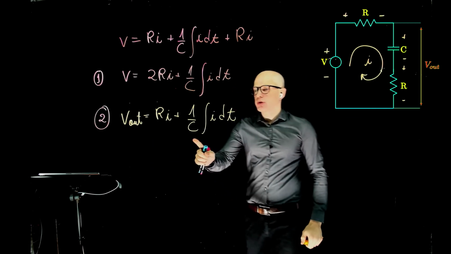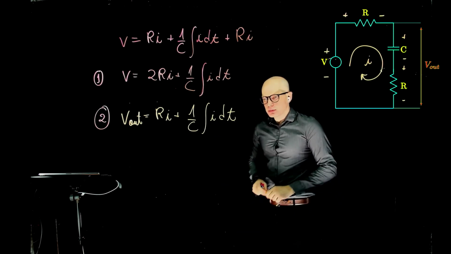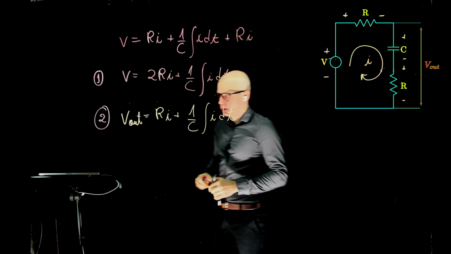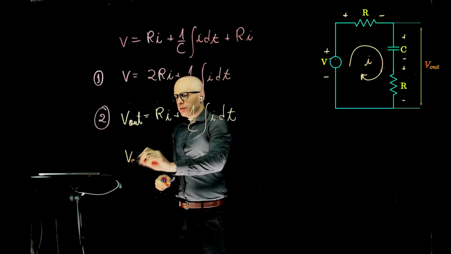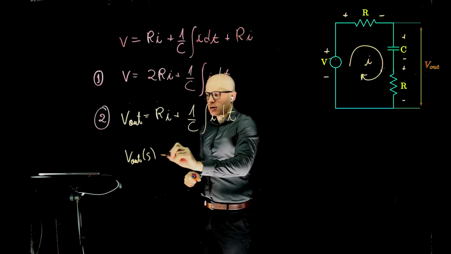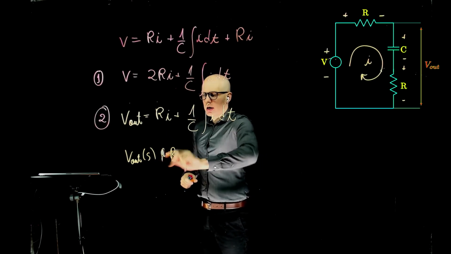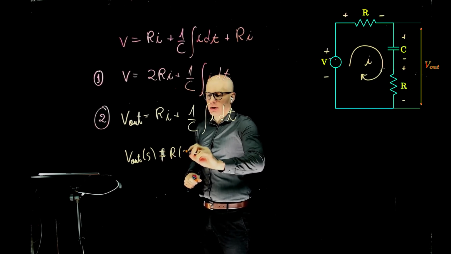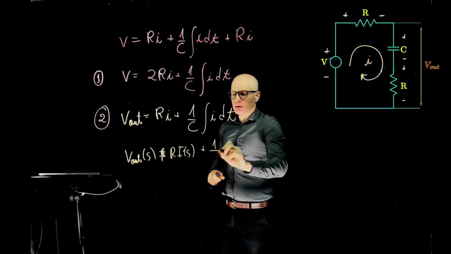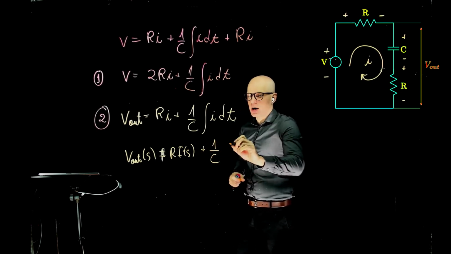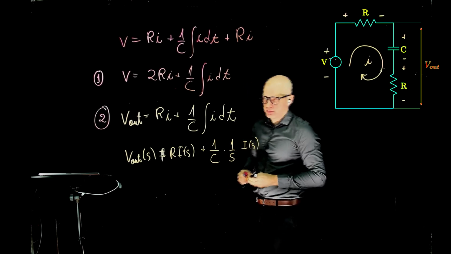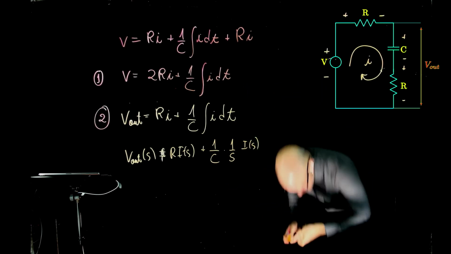To remember what the Laplace transform of this equation would be: what is the Laplace transform of the integral, for example? Do you remember that from differential equations? V out of t becomes V out of s. I of t becomes I of s. And the integral of I of t becomes 1 over s times I of s. We'll see this in the next lecture.